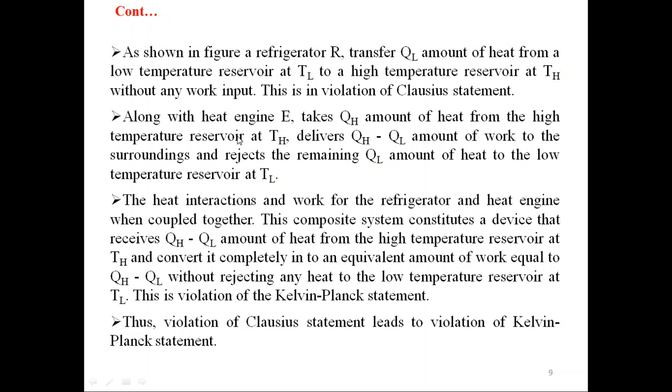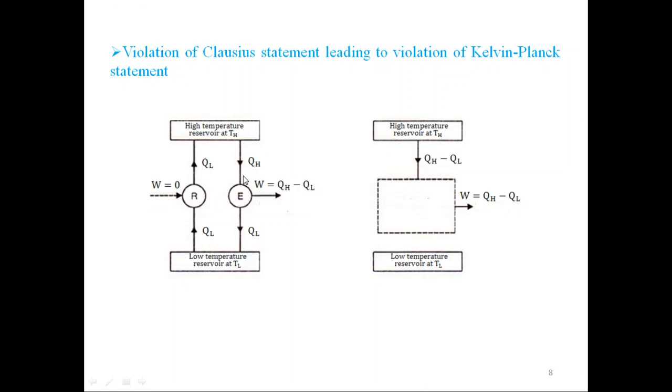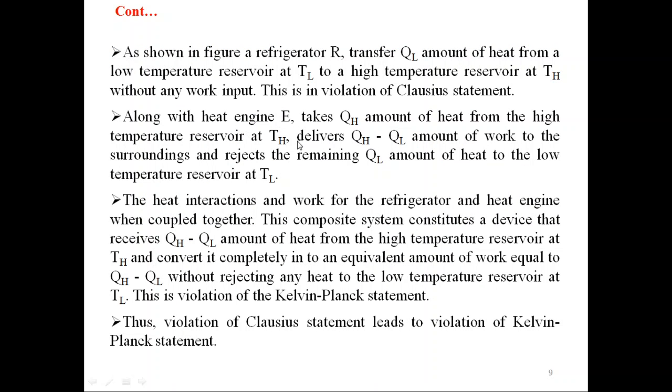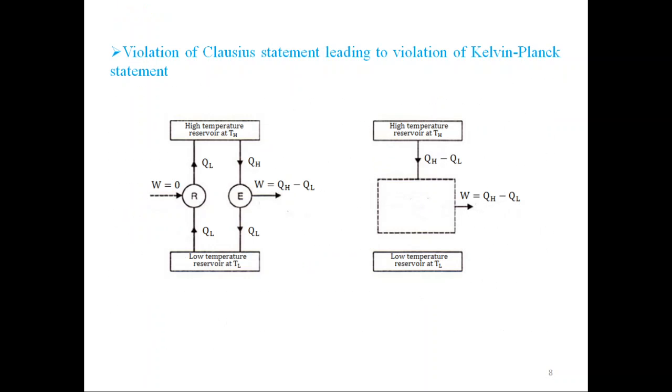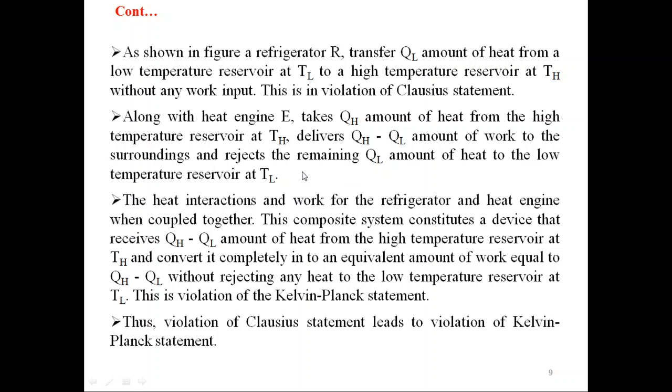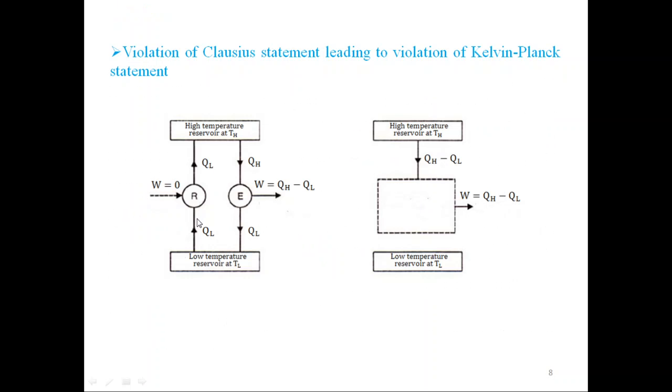Along with it, we are having a heat engine that takes QH amount of heat from a high temperature reservoir at TH. So this is the heat engine. It is supplied with QH amount of heat from high temperature reservoir at TH. Delivers QH minus QL amount of work to the surrounding. So we are having output equal to W having value QH minus QL to the surrounding, and rejects the remaining QL amount of heat to the low temperature reservoir at TL. So it is rejecting QL amount of heat to the low temperature reservoir at TL.